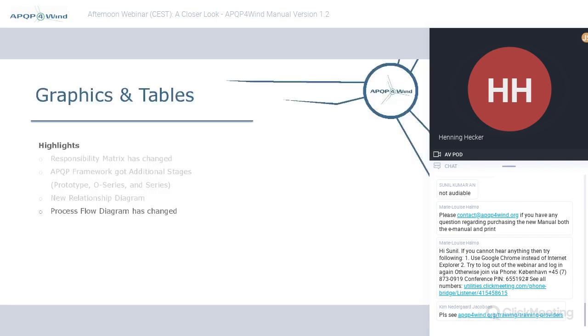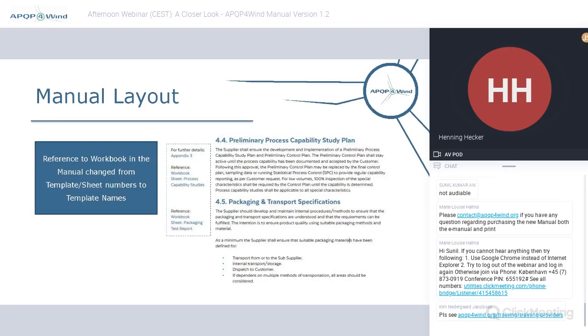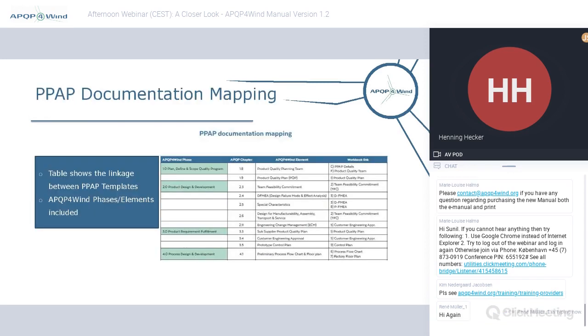And you will find this on the very end of our manual. Then, layout-wise, we changed several things, like some headlines and the phases. So we changed the numbering a little bit to organize it differently, so that there's more clarification in the whole manual, so that it is easy to read.